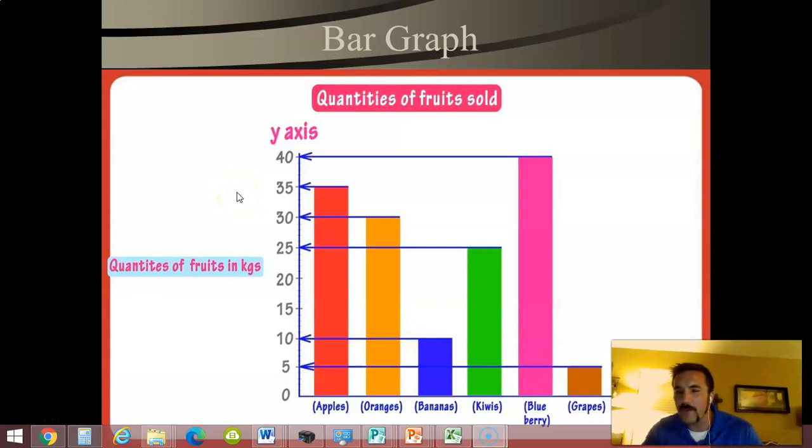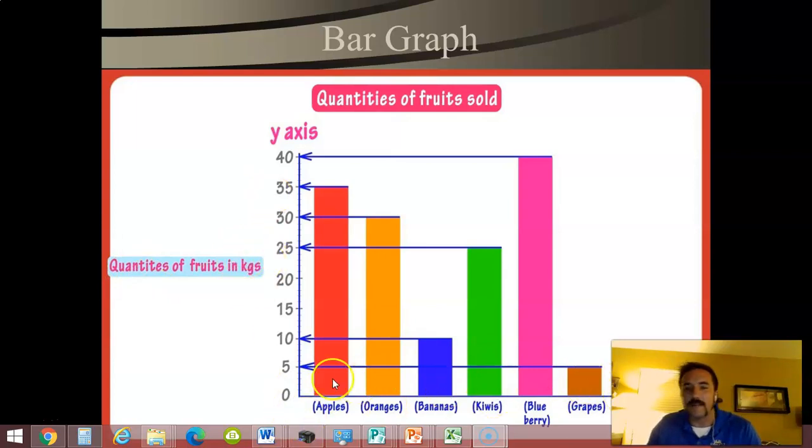Maybe it works for you, maybe it doesn't, but you know how a Y has that long stick that goes up and down on the side? That's how I remember. That's the one that goes up and down, because the Y has a long stick that goes up and down. If that helps you remember, great. If it doesn't, you can have your own little trick. But again, the y-axis is very important in saying, okay, that's the quantity of fruit in kilograms.